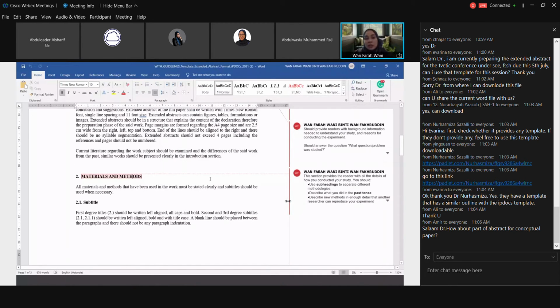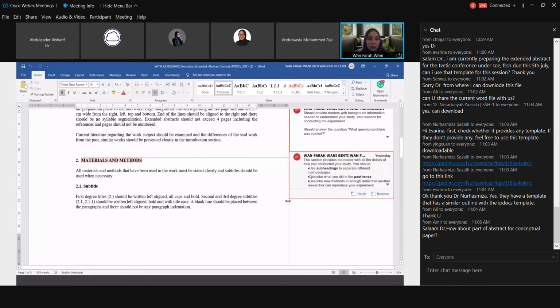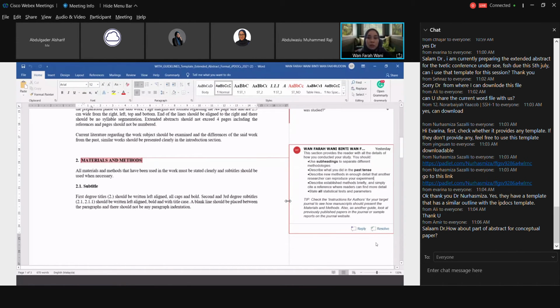Under materials and methods, this is the section where the reader wants to know how you did it. You can use subheadings. And for materials and methods, because you have already done it, it should be written in past tense. And describe the methods in detail, just enough for people to know, and possibly for other researchers or other readers to replicate your work.